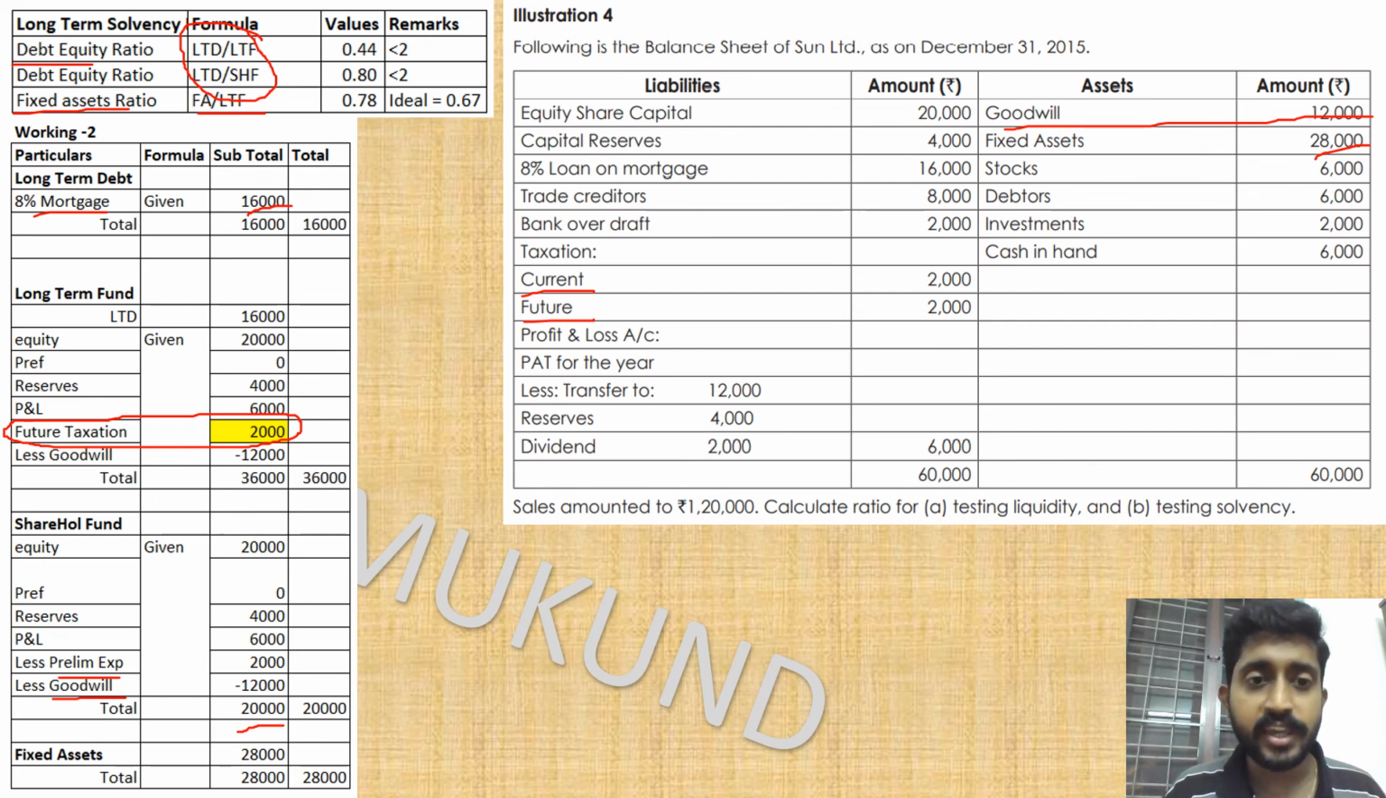Here ideal is better, more is not better. If it is more than 0.67, which means you have invested more long term fund in the fixed assets itself, then how will you invest in the core working capital? So that is the thing I wanted to cover for the day.